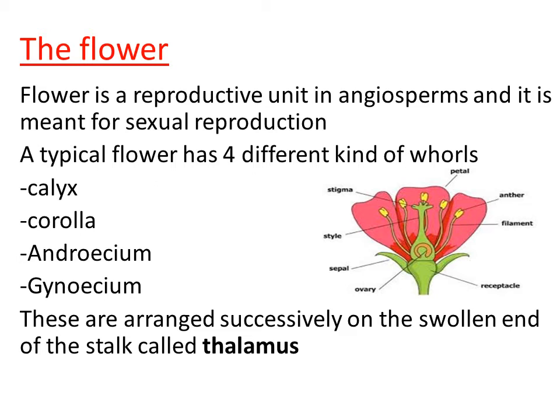You can find it in the diagram. There is a receptacle that is labeled in the diagram. That receptacle, or the swollen part, is nothing but the thalamus. So thalamus is the part from where the formation of all the floral parts takes place.